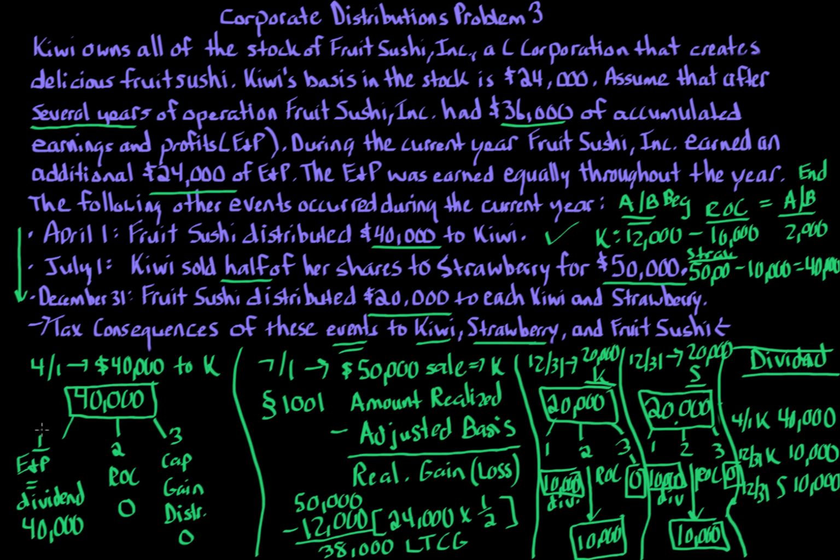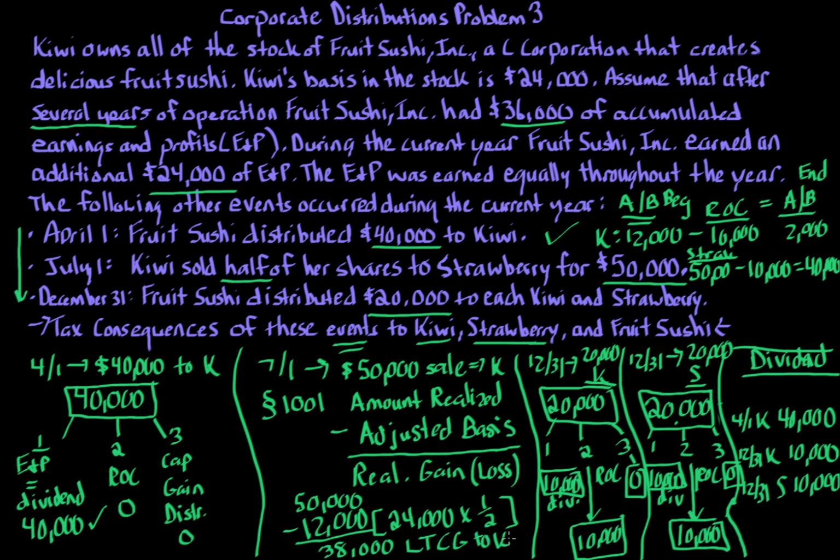So let's go in order by date. It's best to do it by order because you got so much stuff going on. So the April 1st distribution of 40,000 to Kiwi, all 40,000 is considered a dividend. No return of capital, no capital gain distribution. The July 1st, Kiwi selling off half her shares to Strawberry for $50,000. There is a $38,000 long-term capital gain to Kiwi.